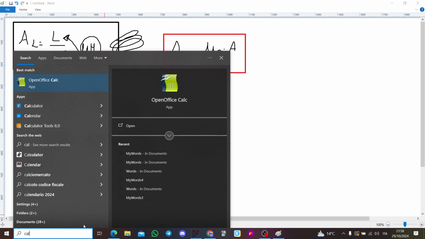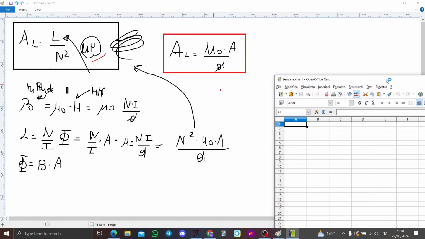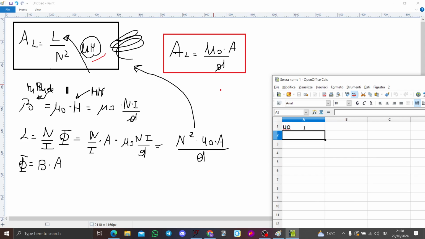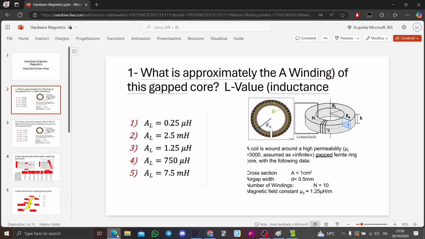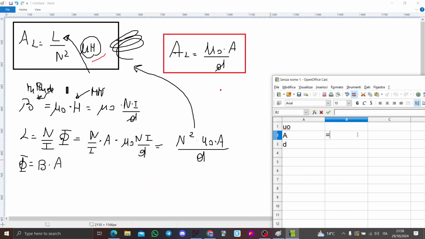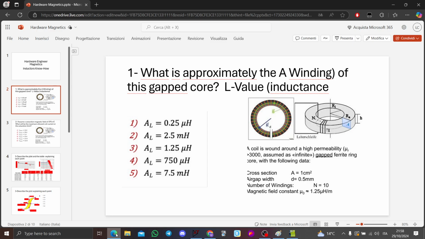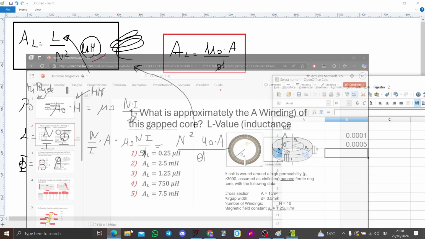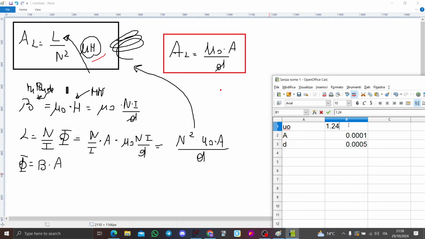let's use the calculator, Octave, MATLAB, whatever you want. So we need mu0, we need A, and we need D. Let's use this data. A is 1 centimeter squared, so 1 times 10 to the minus 4. And D, the gap, is 0.5 times 10 to the minus 3. And mu0 is the magnetic field constant, 1.25 microhenry per meter, 1.25 times 10 to the minus 6.